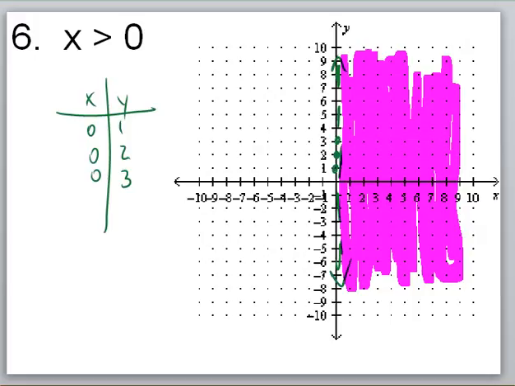Just finished up on this problem and I got cut off, but what I was saying is that everything on this side has x is 1, x is 2, x is 3, that's x being greater than 0, so I am shading to the right.